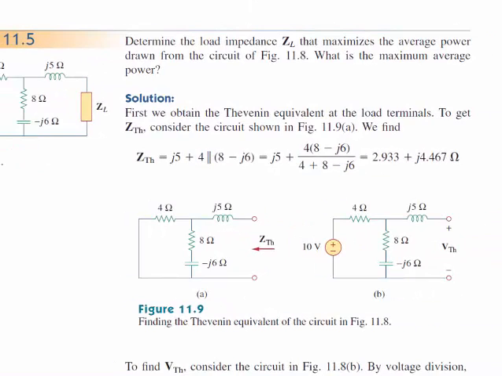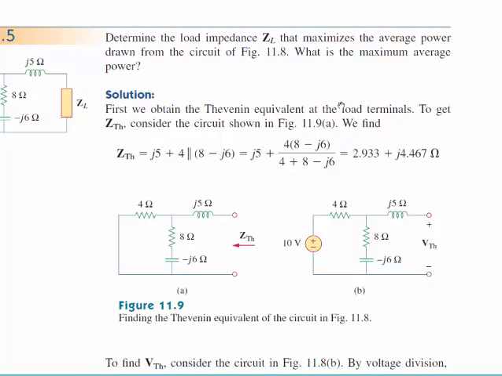So on the solution to this problem, you first have to obtain the Thevenin equivalent of the source, which would be everything to the left of where Z load is attached. So the added complexity of doing this problem is just that you have to find that Z Thevenin first. So we'll just go through it as a refresher.